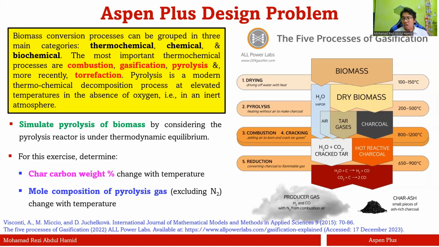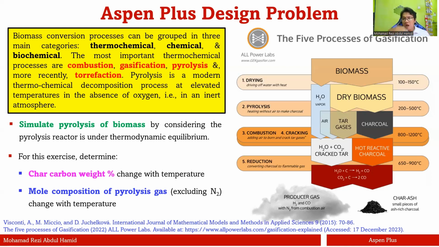The first one is going to be drying, which occurs between 100 to 150 degrees Celsius, where you will basically remove the moisture, where all of the trapped moisture in the pores and in the walls of your biomass is turned into vapor of steam at elevated temperatures. And then at higher temperature, between 200 to 500 degrees Celsius, it is basically a heating without air to make charcoal or char, if you will. This is called pyrolysis. This is the focus of our work.